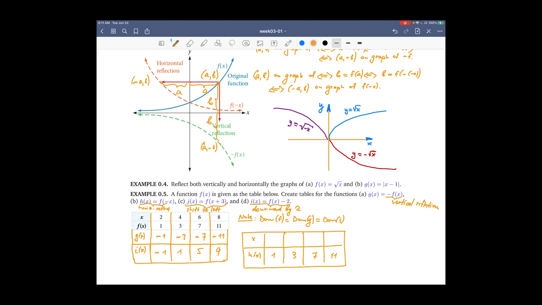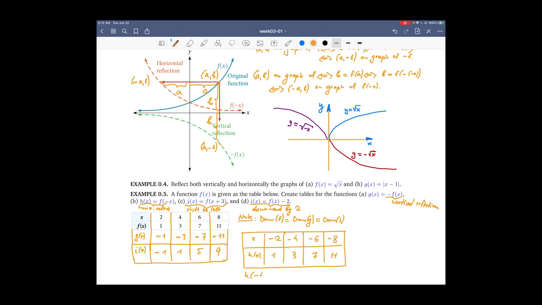The values of the function don't change. It's only where those values are taken, which is what's changing. So instead of 2, 4, 6, and 8, I should write here their negatives: -2, -4, -6, and -8. For example, let's check that h at -4 is really 3.